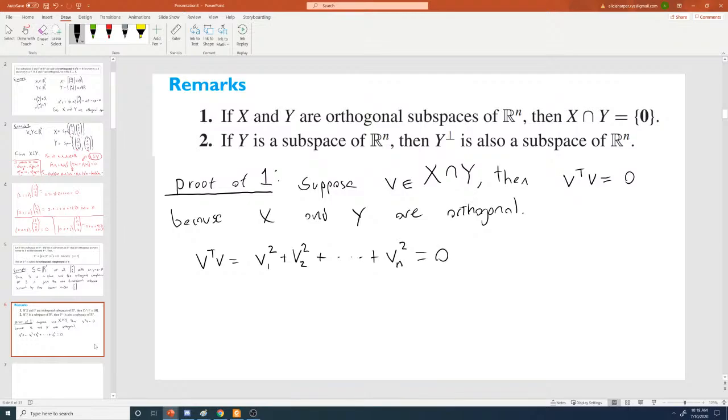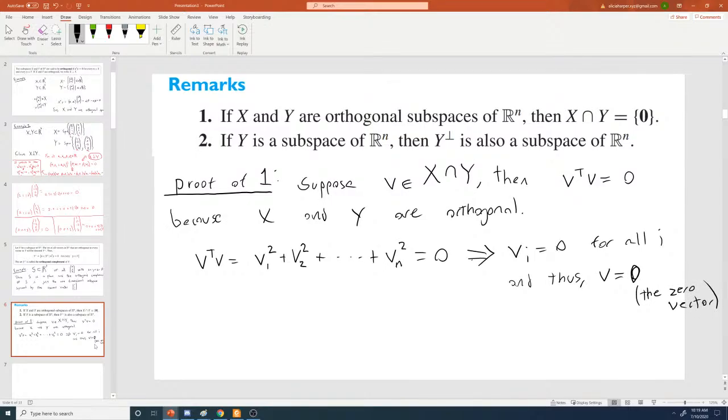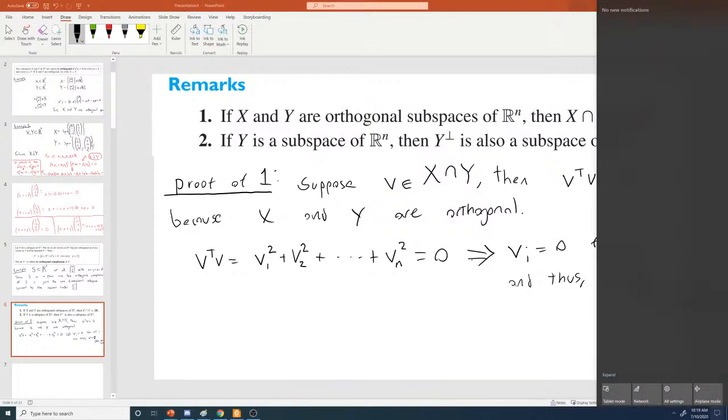And all of these are squares, so they can either be 0 or positive. This implies that Vi is equal to 0 for all i, and thus V is equal to the 0 vector. And so that completes the proof of the first remark here. Now let's prove the second remark.